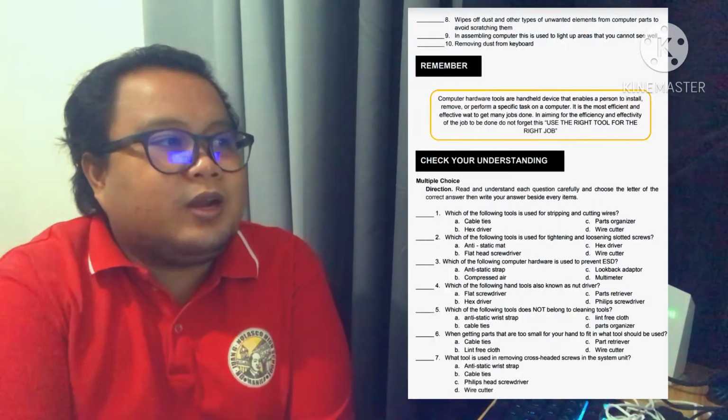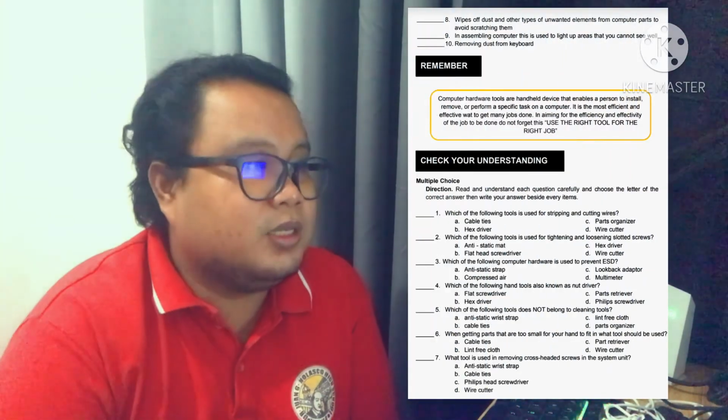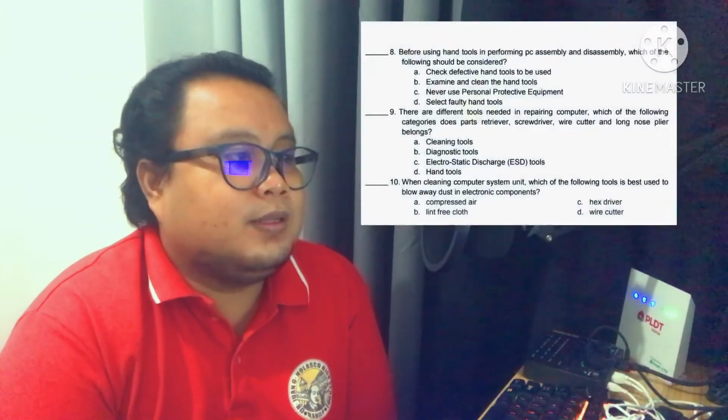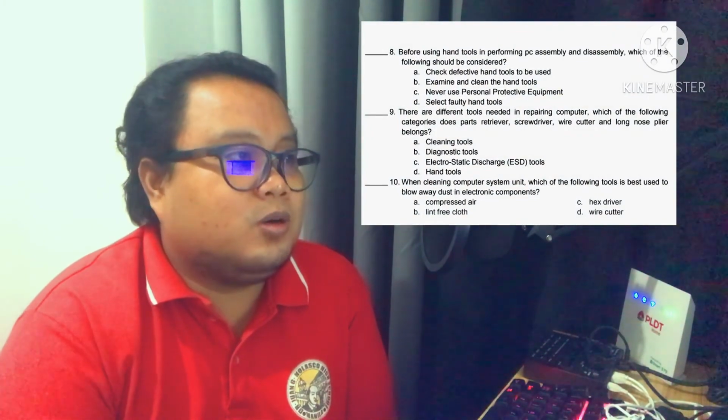And then, after that, next is to check your understanding. Multiple choice. 1 to 10 only. So, composed of 10 items. And then, of course, ganun ulit class. Answer only, multiple choice. 1 to 10.